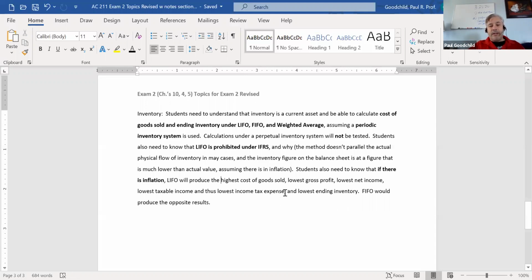So that's why companies would like to be able to use it to lower their taxes. However, there's a rule in there that says if you use it for tax purposes, you have to use it for financial reporting purposes, and you also have to reconcile to FIFO, and as a result, you end up doing about twice as much work.